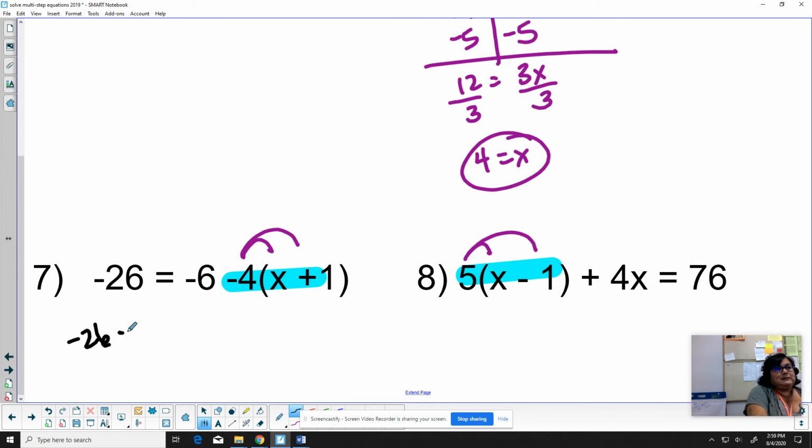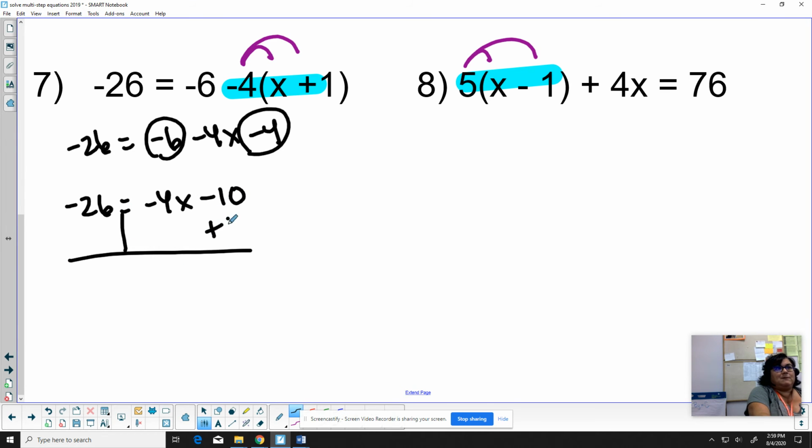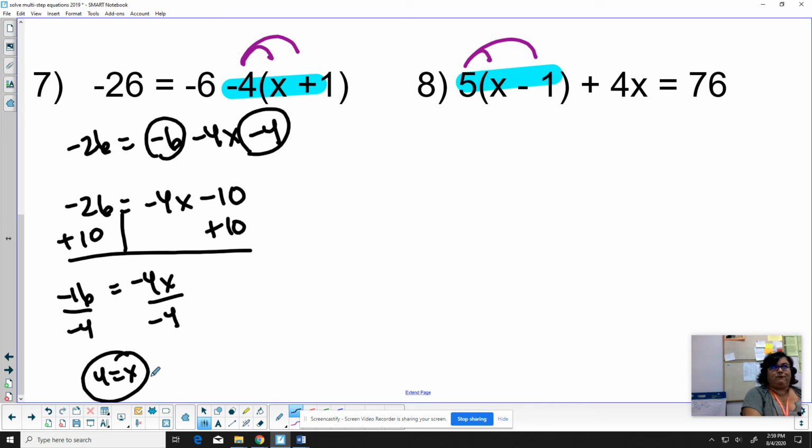So -26 equals -6 minus 4x minus 4. Let's make the page longer. I can combine these two. So -26 equals -4x minus 10. There's negatives everywhere. So I'm adding 10 and dividing -4. That gives me 4. So if you got 4 on the first one, good job. Give yourself a pat on the back.